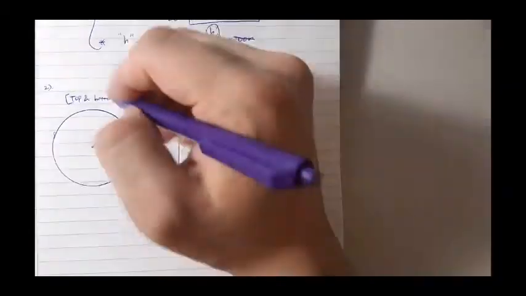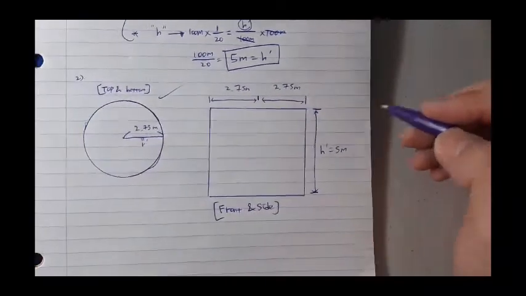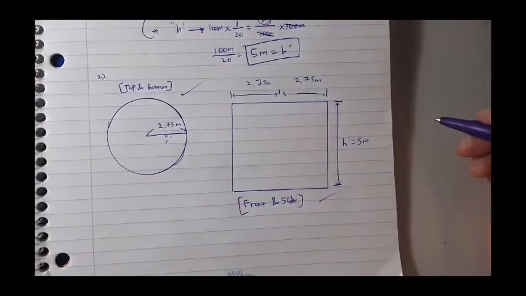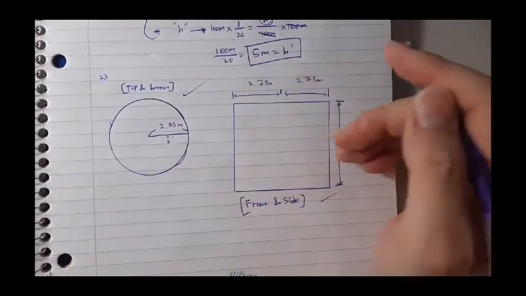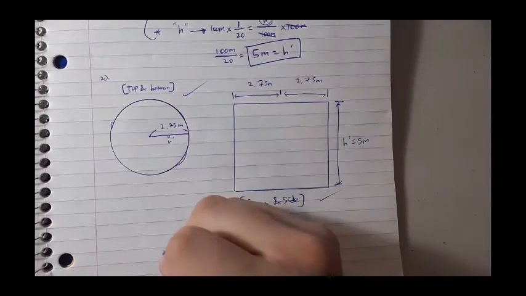And that is my two-dimensional diagram for top and bottom, two-dimensional diagram for front and side, and that's what you need to do. That is today's lesson.